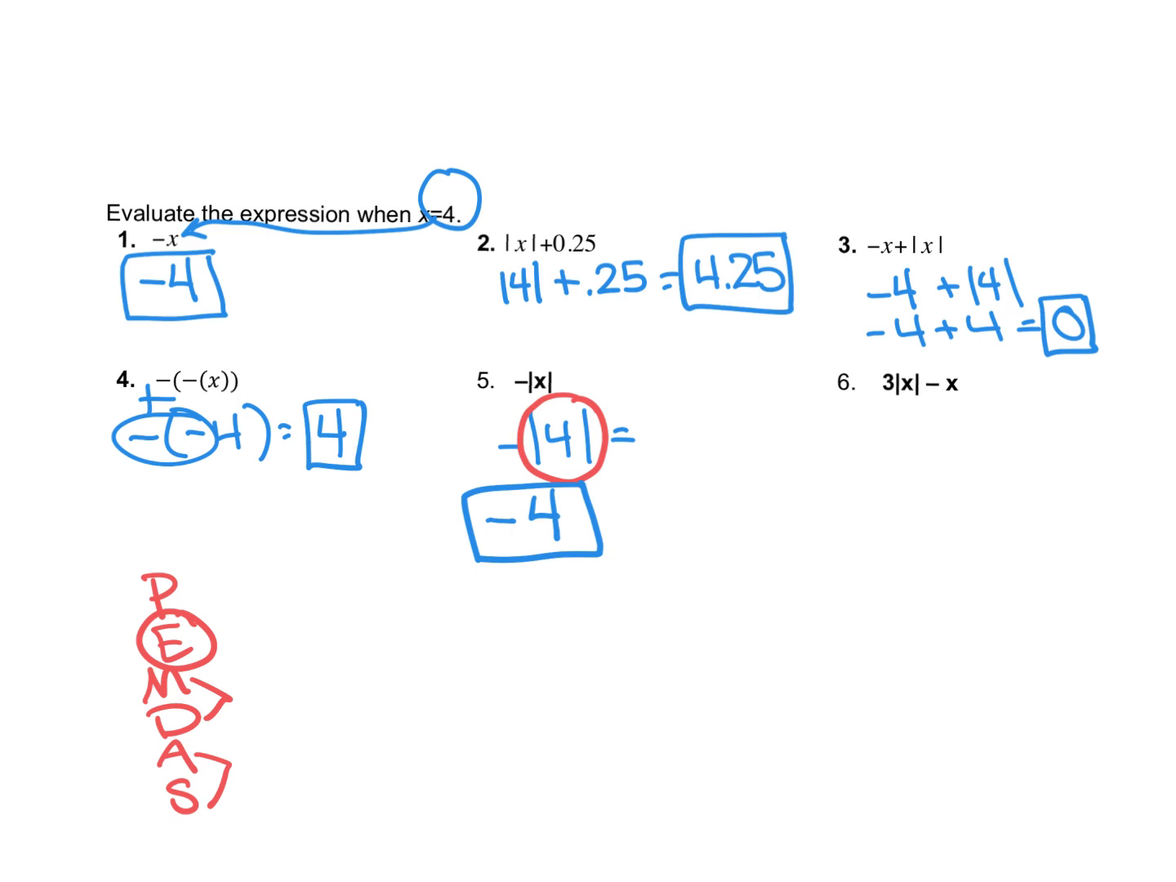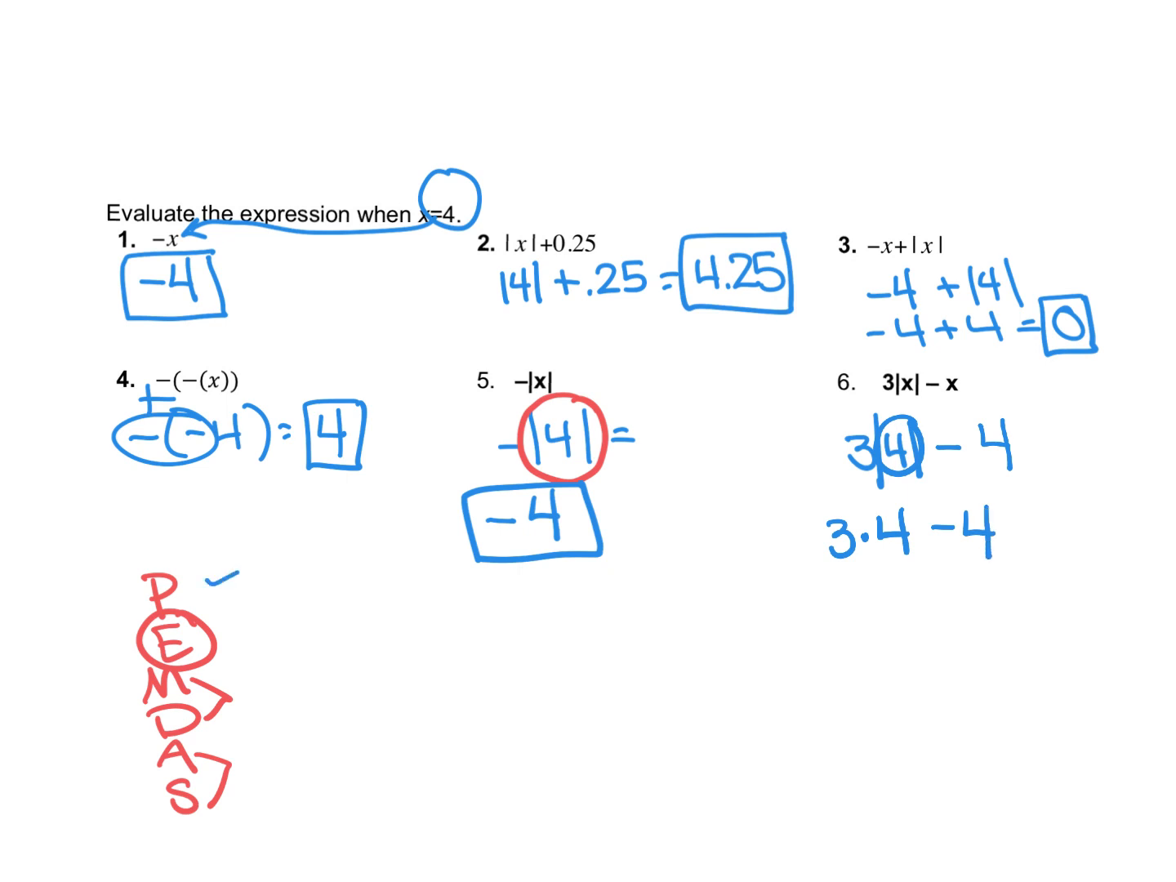All right, for number 6, we have 3 times the absolute value of x minus x. Whenever you have a number right next to an absolute value symbol, it means that you're going to multiply. So I'm going to write it like this: 3, and then the absolute value of 4, minus x, which is 4. All right, so now let's evaluate here. We're going to use the order of operations. Again, we don't have any parentheses, but we have to evaluate this absolute value here first. So I'm going to have 3 times, what's the absolute value of 4? 4. Now I have minus 4.